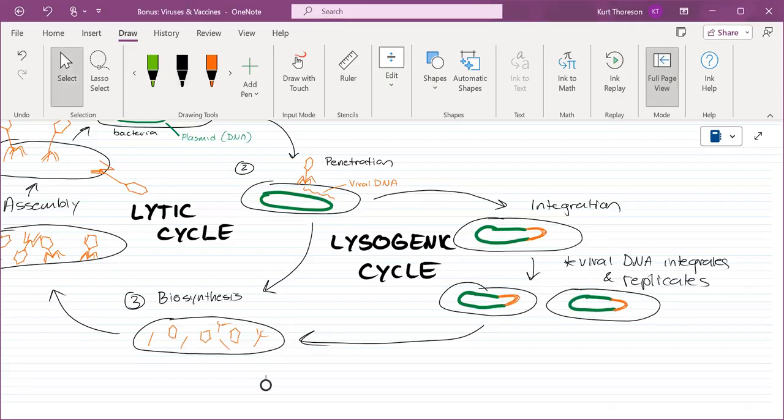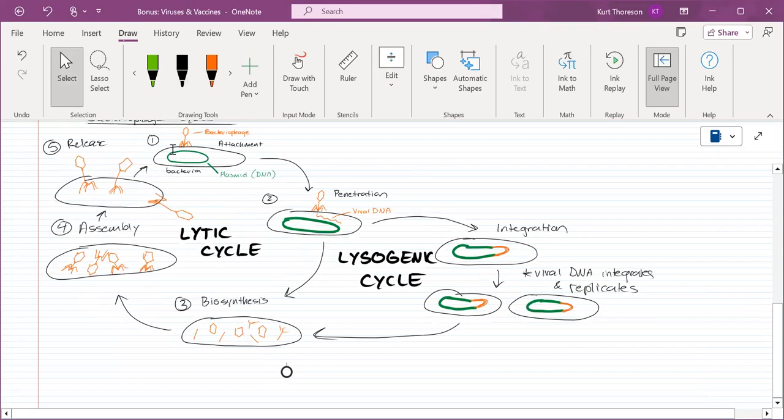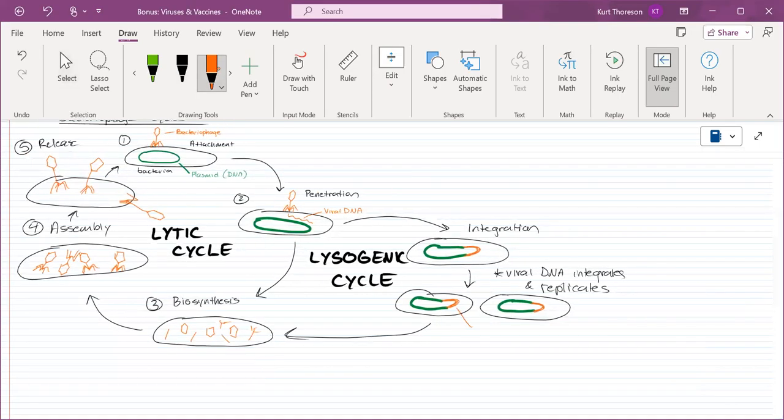So the lytic cycle is more immediate. The lysogenic cycle can go on for years and years. It can just stay there. That orange DNA that I have is viral DNA, if you didn't know that. It blends in with the host DNA. Okay.